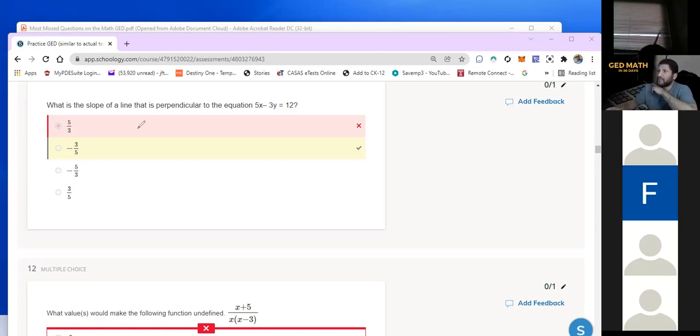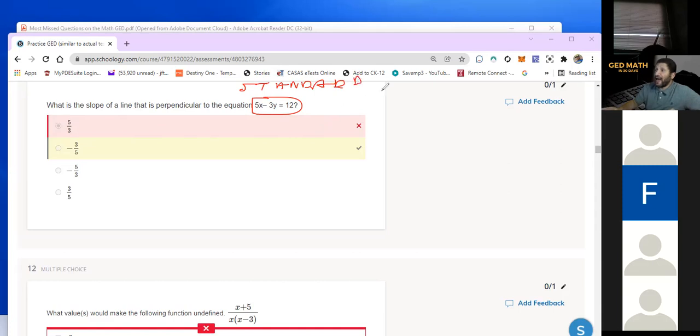We have the equation 5x minus 3y equals 12. So this is our linear equation. The second thing: what form is this linear equation in? It's standard form.